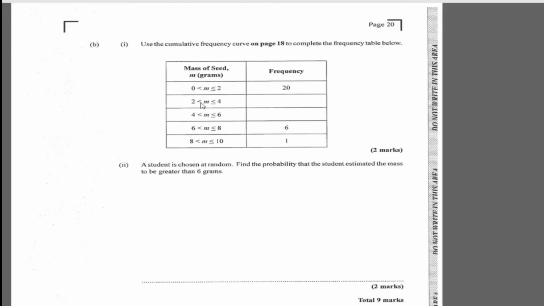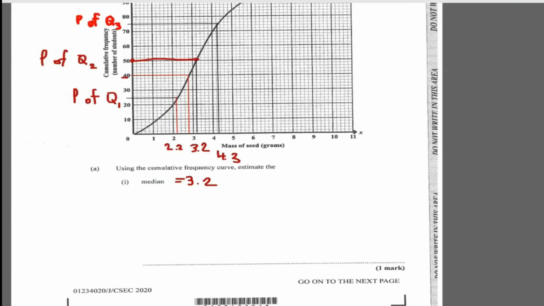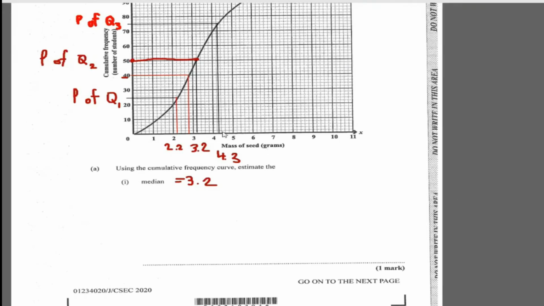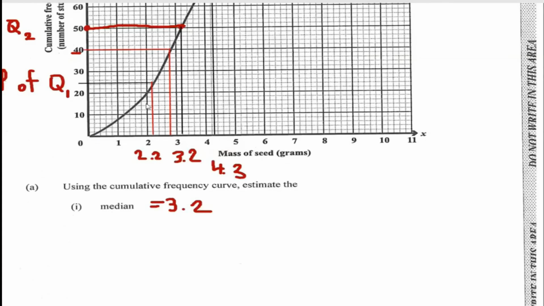How many people are there between 2 and 4? How many people are there between 4 and 6? Again, I'm going to change the color of the line we're going to use. Let's use green. So between 2 and 4. This is 2, this is 3, this is 4. And I draw a line going up and up and up.